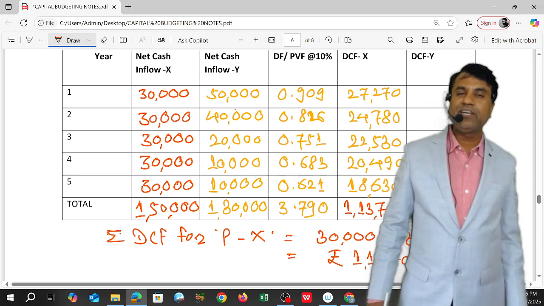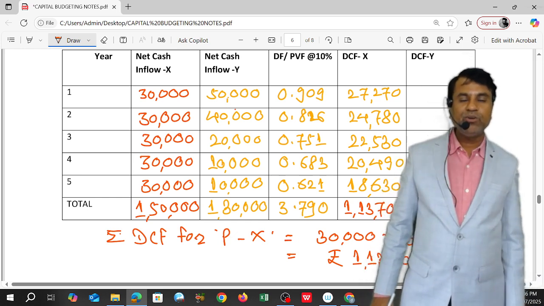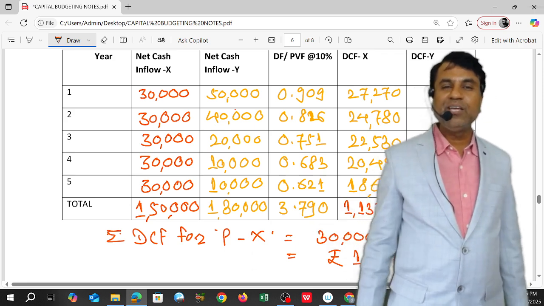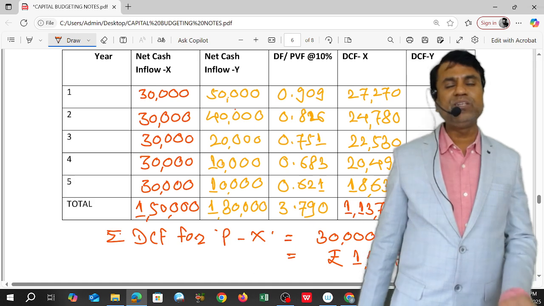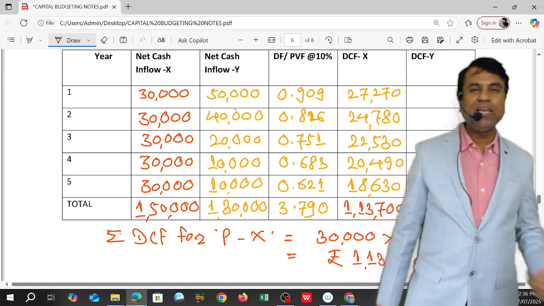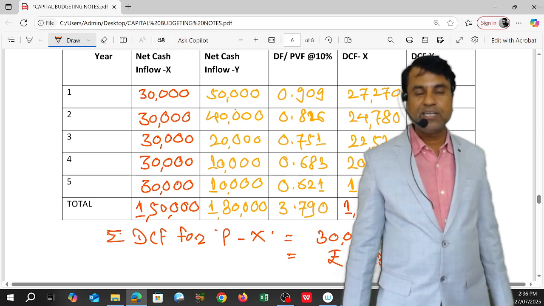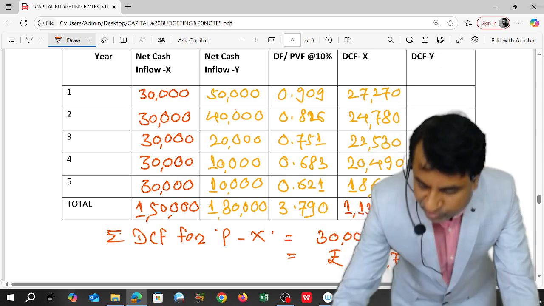Directly you can just take the total factor of the annuity, or maybe which is provided directly in the sum. Apply that, multiply it with the given annuity cash flow, which is 30,000. At times it may be 1 lakh, 40,000, whatever. You will get directly the summation of discounted cash flow for that particular project. But for Y, yes, we have to do it.